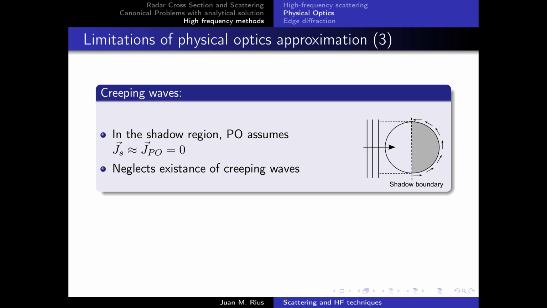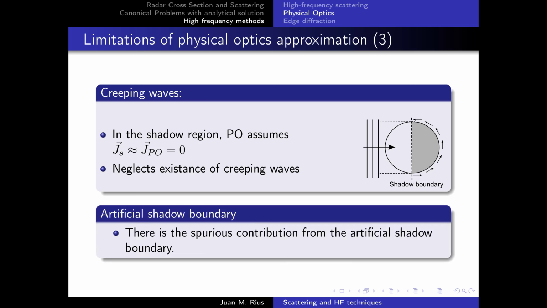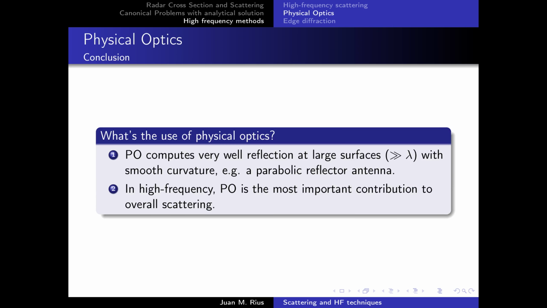So there are many scattering effects for which physical optics doesn't work. But anyway, and of course, I forgot this, the contribution of the artificial shadow boundary is also a limitation of physical optics because it is a spurious contribution computed in physical optics. But anyway, there are many cases when it fails. But anyway, it's very good.